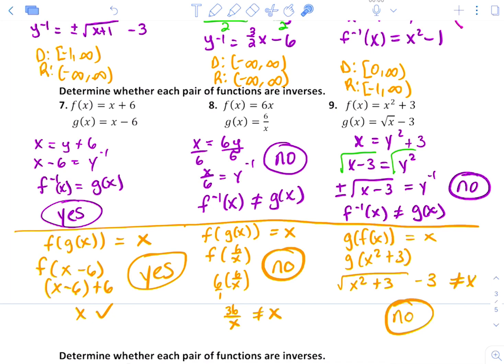Okay. So if you are finding the inverse of one of them, that inverse has to be exactly the same as the equation of whatever you're comparing it to. So again, I found the inverse of this one. It was not exactly the same as this, so that's why my answer is no.